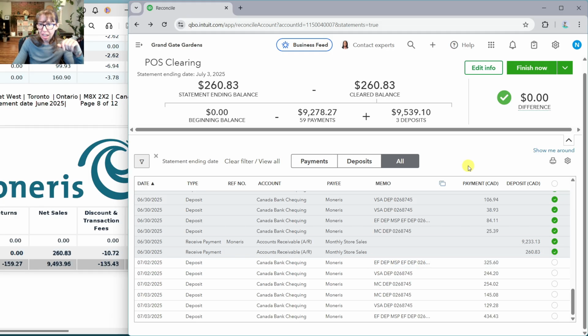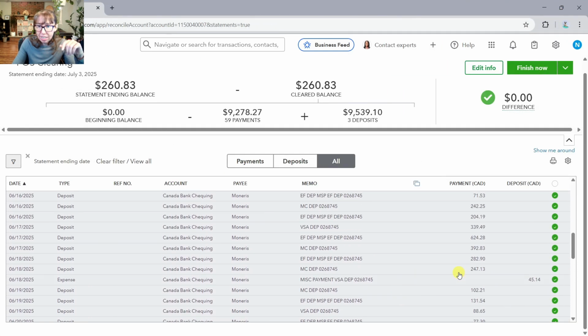So I did mention that we did figure out that 260.83 and why that was important, because there are other things that you're trying to catch. You might not get that difference of 0 once you figure this out. So let's go up here and see how there is this Visa, this missed payment Visa deposit. So a lot of times learning bookkeepers will see a Moneris amount coming out of the bank and think that that is actually a Moneris fee.